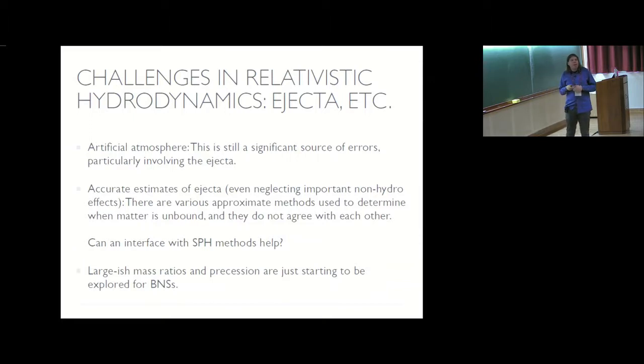So the other thing that people are now looking at is if you have large mass ratios, people do like 2 to 1 mass ratio systems, so large mass 2, small mass 1, and precession, again, which has started to see if there's something more that we're going to look at in the future.